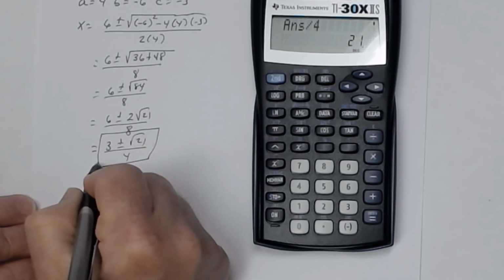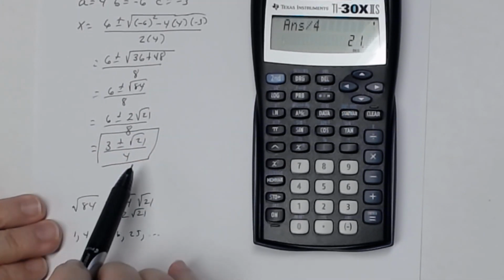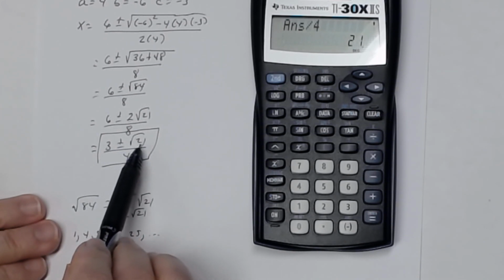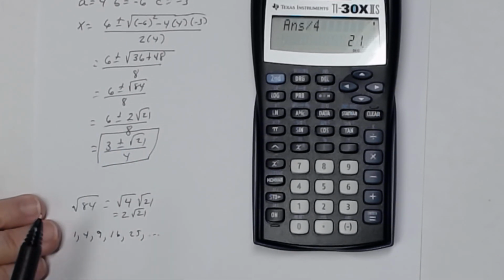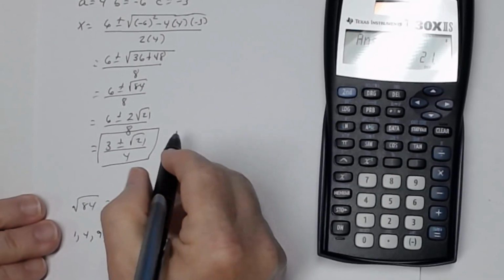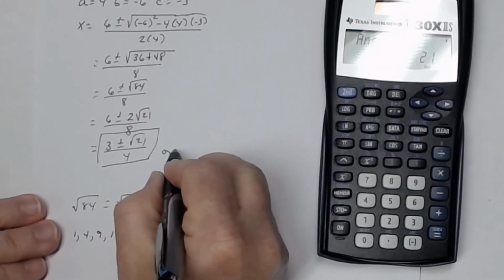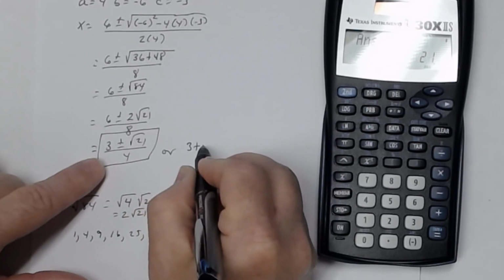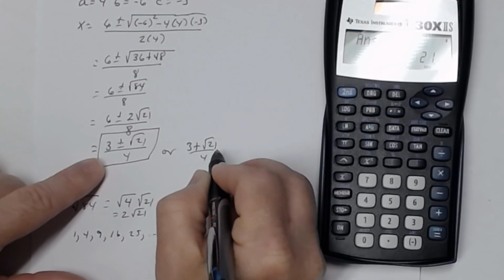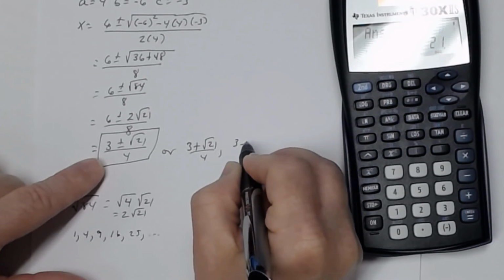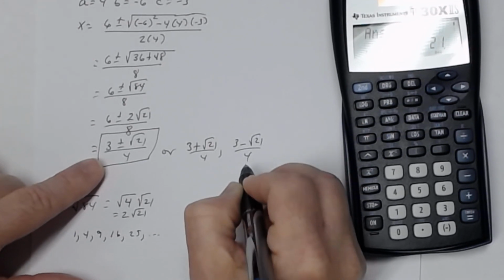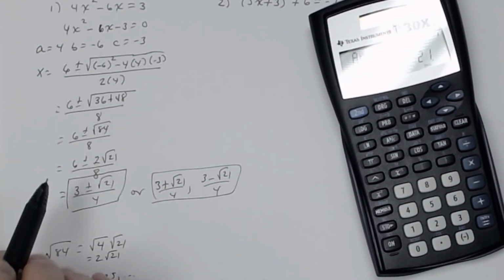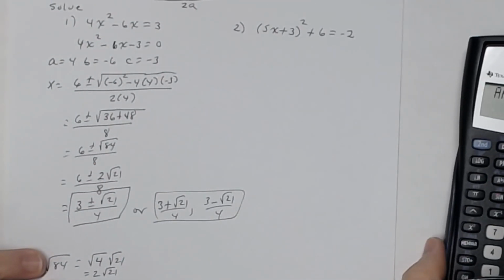And so we have these two solutions. Now keep in mind that, see the square root of 21, that's an irrational number. So that makes this whole solution irrational. And so if you want to, you can leave it like this, or you can write it as two separate solutions. You could say 3 plus the square root of 21 divided by 4, comma, 3 minus the square root of 21 divided by 4. All right, so that was the work you had to show for number 1.